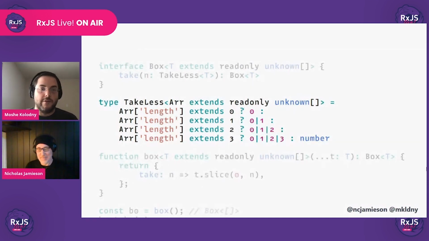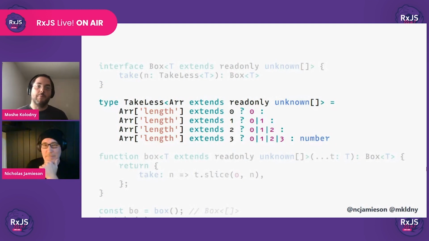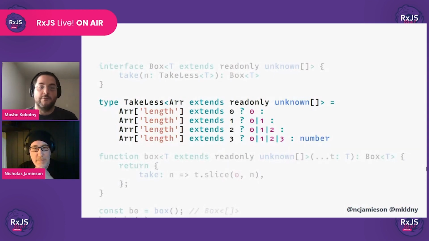So what we do over here is we see if the array is an empty array, then the TakeLess type is going to, quote unquote, return the number 0. And similarly, if the tuple has a length of 1, then the return value for TakeLess is going to be the union of 0 or 1. And similarly, if it's 2, you can return 0, 1, or 2. And if it's 3, you can return 0, 1, 2, or 3, and so on.